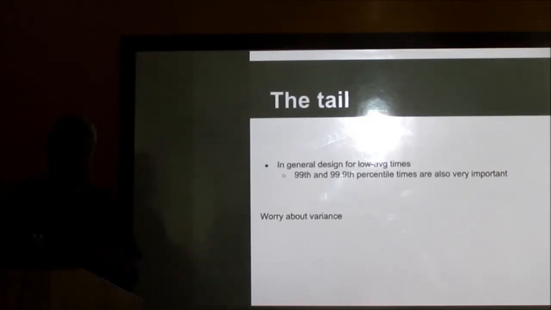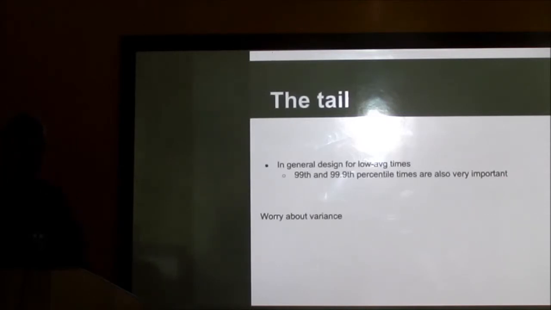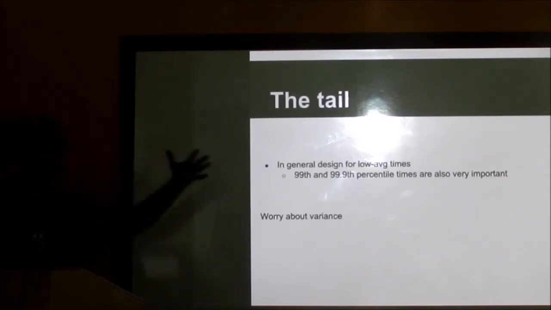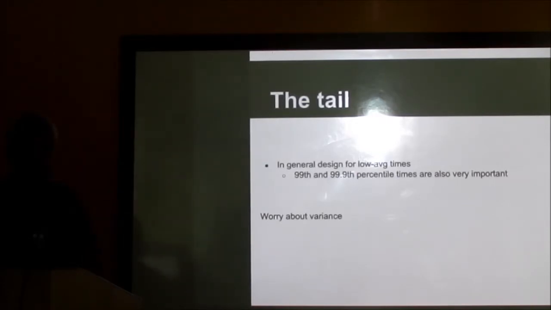So now we get to the tail. So this is sort of what I was leading to, right? So in general, design for low average times. You would think that when you're doing this aggregated thing, you're trying to make your average times low. But actually you have to worry about your 99th or 99.9 or 99.99 percentile.